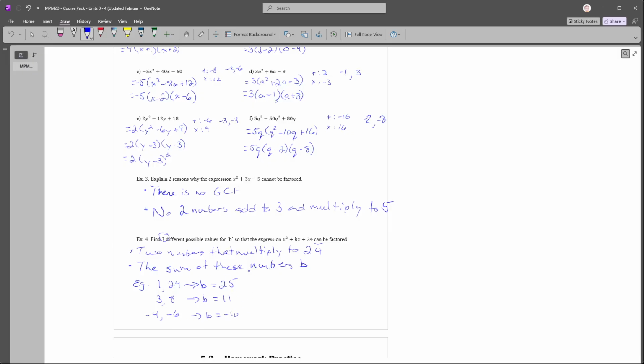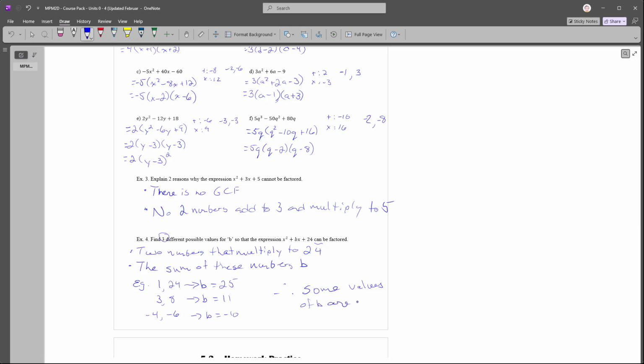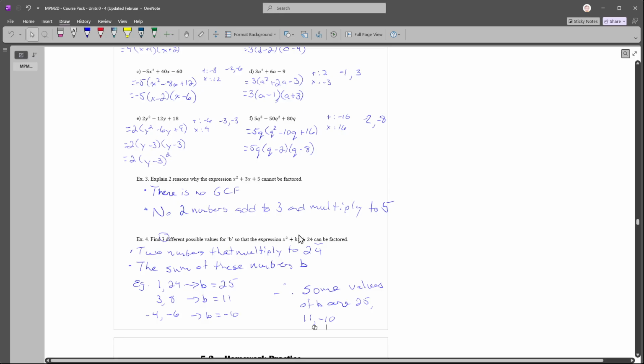So these are the three possible answers we're looking for. So some values of b are 25, 11, and negative 10. And yes, there are definitely more. Okay, so this is how we factor simple trinomials. Next time we're going to get into complex trinomials.